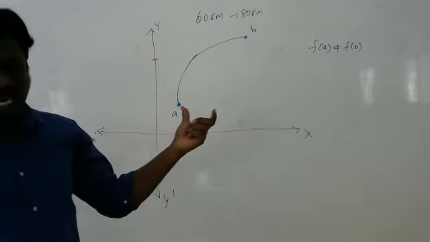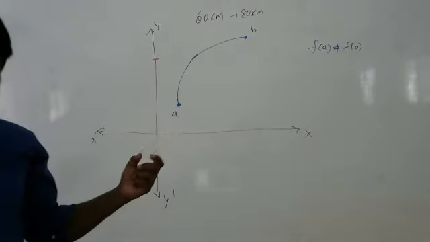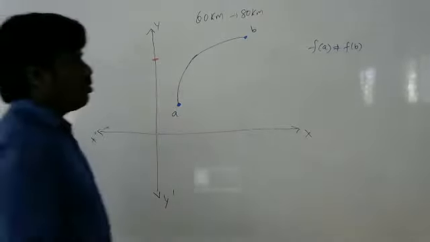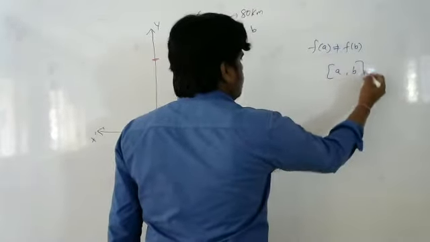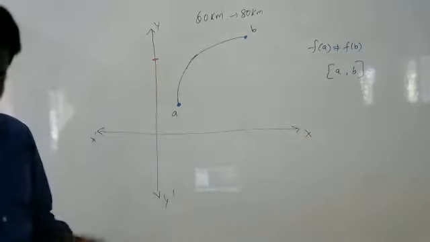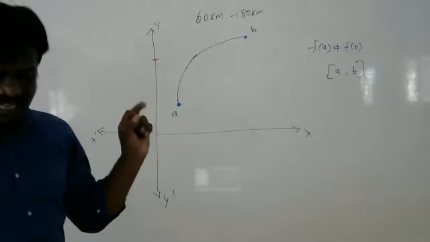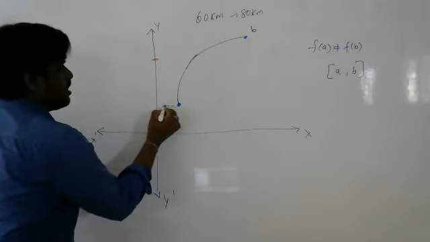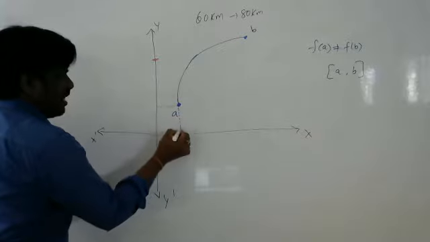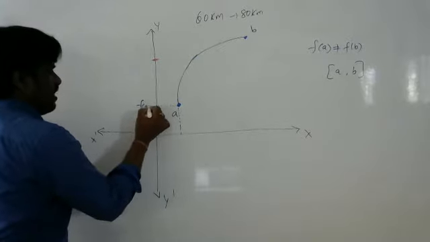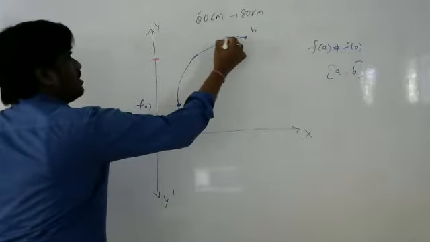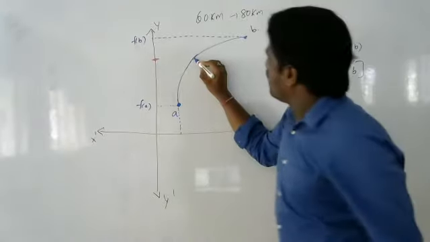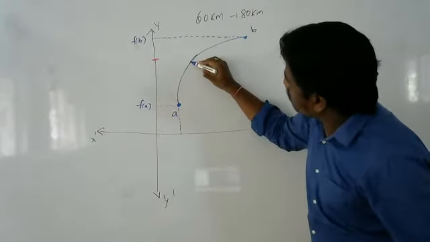I am reading the definition and explaining it, so listen carefully. If f is continuous in the closed interval A comma B, and f of A is not equal to f of B, then some value C will be there in between. If x is A, then the value of the function is f of A. If x is B, then the value of the function is f of B. Suddenly, he is traveling like this, and he came nearly to here.